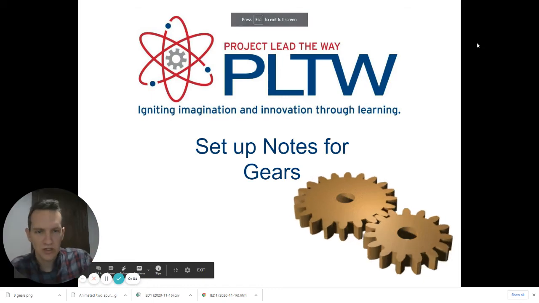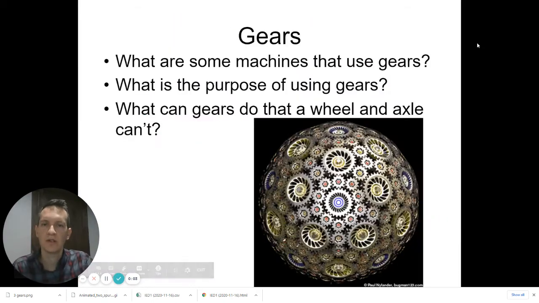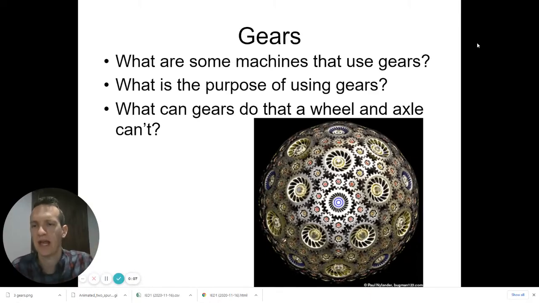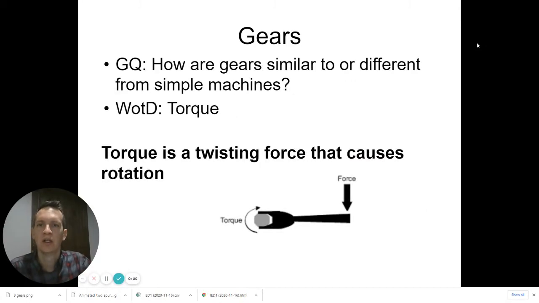We're going to take some notes on and talk about gears. So normally we would talk about this as a warm-up, but put these questions at the back of your mind as we talk here. What are some machines that use gears? Where have you seen them? What is the purpose of using gears? And what can they do that the wheel and axle can't? Why would we ever use them instead of our simple machine, the wheel and axle? So we want to know how gears are similar and different to simple machines.